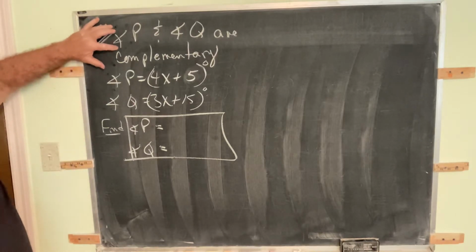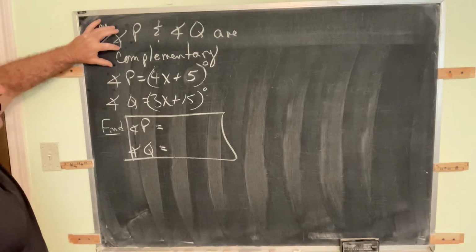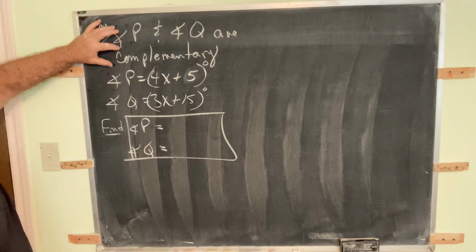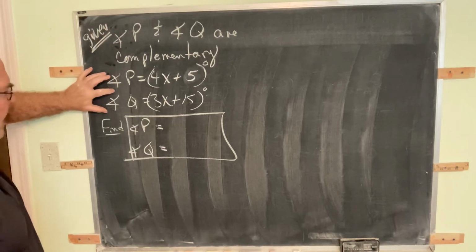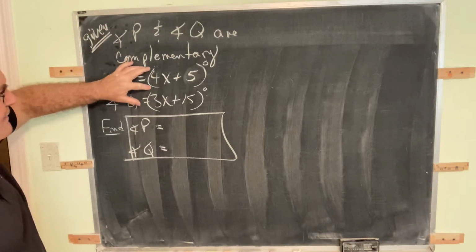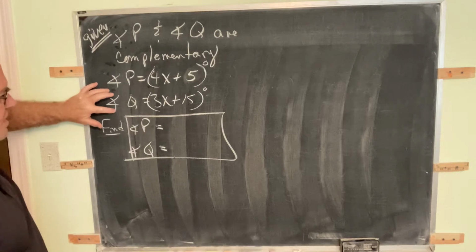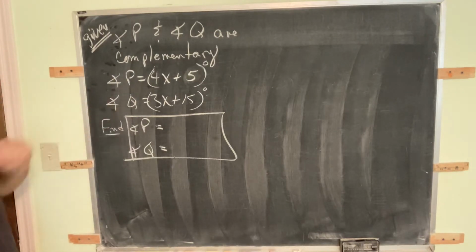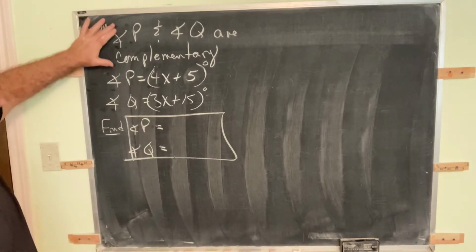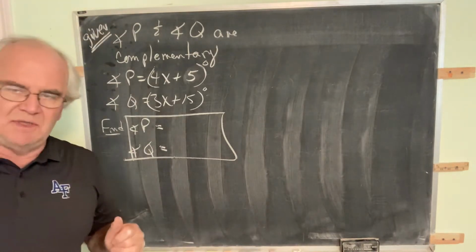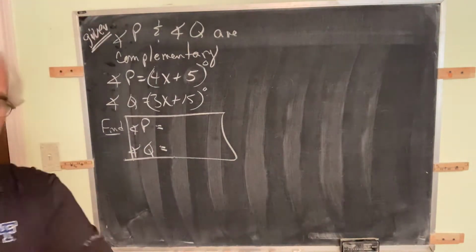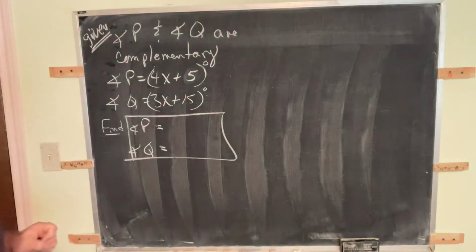So we're given angle P and angle Q are complementary. And we're also given that the measure of angle P is 4x plus 5 degrees, and angle Q is 3x plus 15 degrees. And we're asked to find the measure of the two angles. Complementary means, of course, the angles add up to, you tell me, yes, 90. And so this should be pretty straightforward to work out.